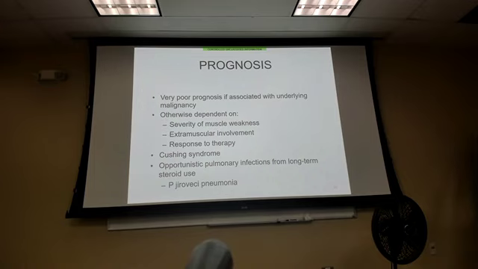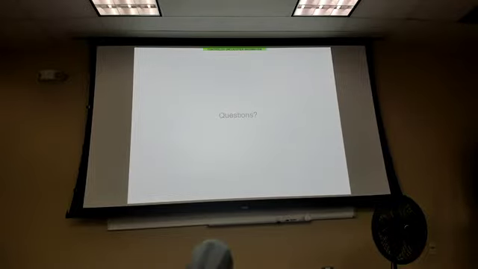So they're having some of those other things that are feeding into what the muscle weakness is. Otherwise, it's dependent on the severity of the muscle weakness, which is just what I said, extramuscular involvement, and their response to the therapy. They can also move into some of the endo stuff, so the Cushing, opportunistic pulmonary infections from long-term steroid use, P. jirovecii pneumonia. Do we have any questions about those inflammatory things out there?